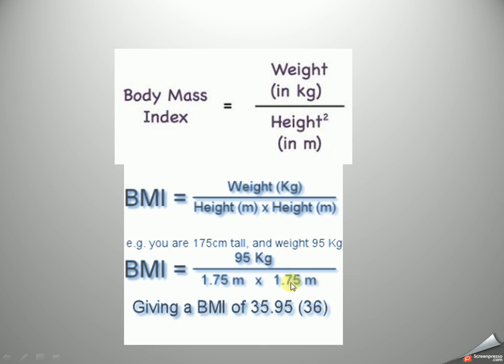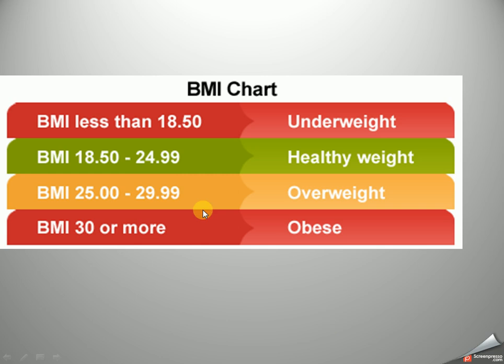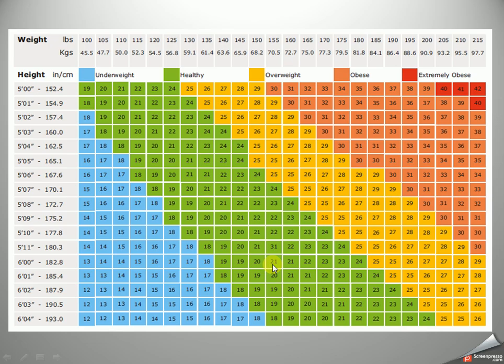Okay, and so for example, if you just want to have a go of this yourself to make sure that you're doing it right, this gives the answer of 35.95. Okay, or rounded up to 36, which obviously over 30 will tell the person that they're obese, and they'll need to do something about that.